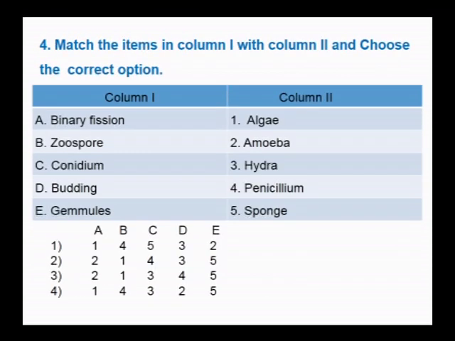Match the items in column 1 with column 2 and choose the correct option. In column 1, various asexual reproductive structures are given. In column 2, various organisms are given. To answer these types of questions, you need to know about the asexual reproductive structures, not just those given in your second PUC. You need to have the link with the first PUC topics also. So, chapters 2 and 3, where we discuss the asexual reproductive structures of plants and even the lower organisms, which you need to know.